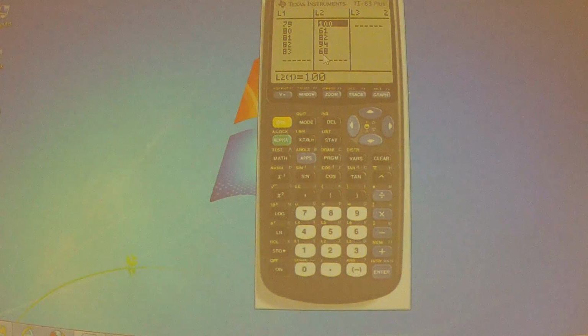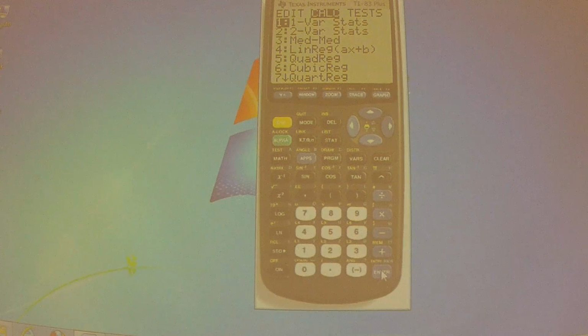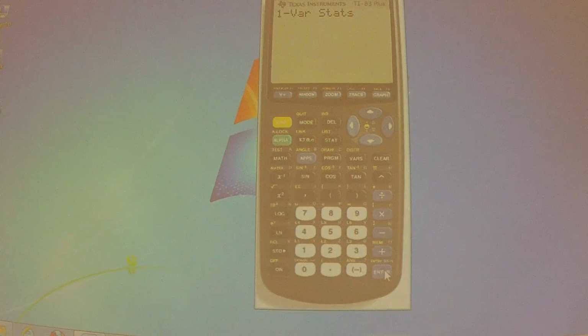All right, here's Bert. So now we're going to go to stat, over to calc. We're still going to do one of our stats. The difference is here, we don't just want to press enter again, because it's going to do Ernie again.